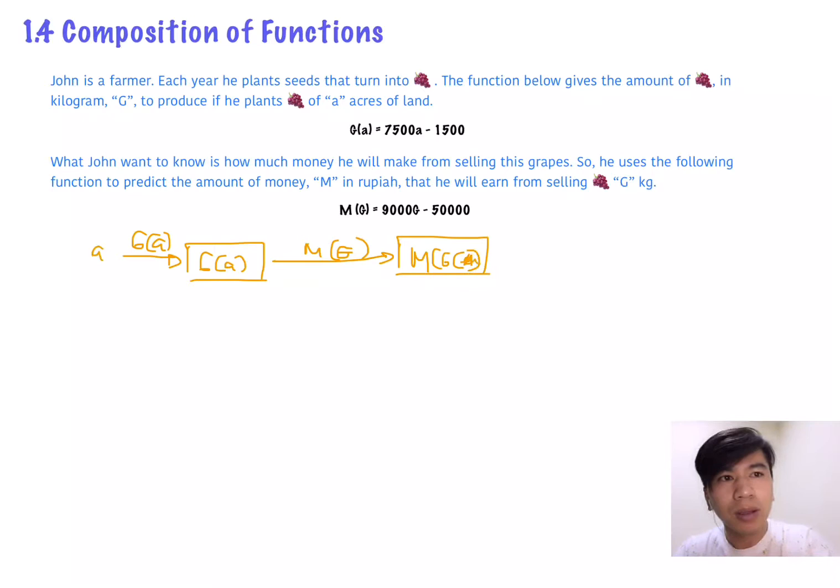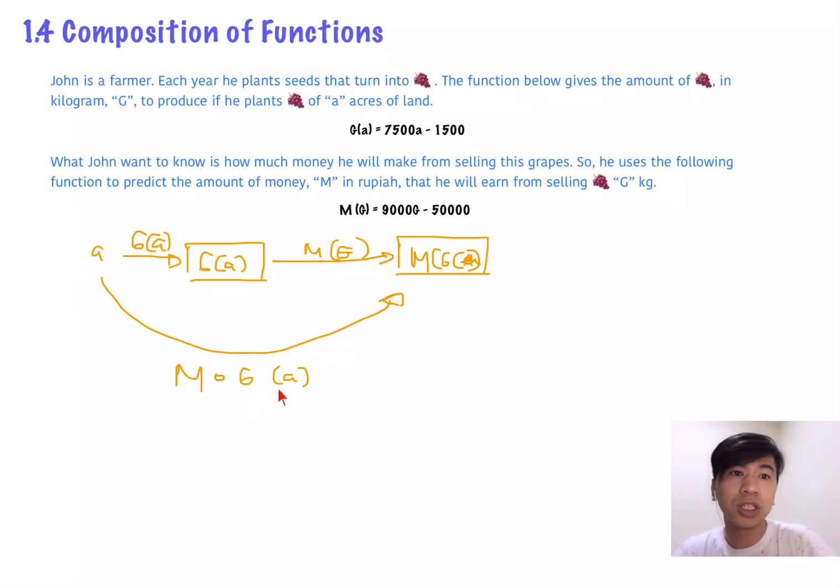Now from here to here, this is what we call M composition G. Later you will be confused with OMG. Okay, M composition G. This is how we pronounce it. M composition G of A is the same as M of G of A. So how do we get M of G of A?